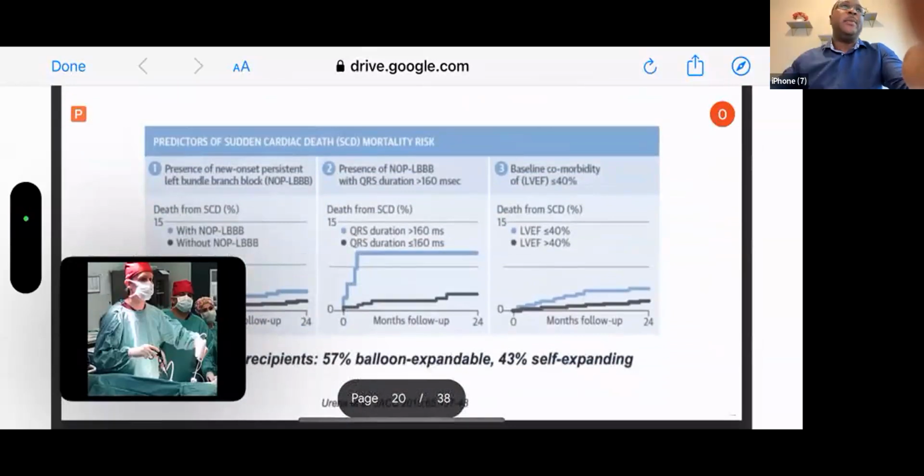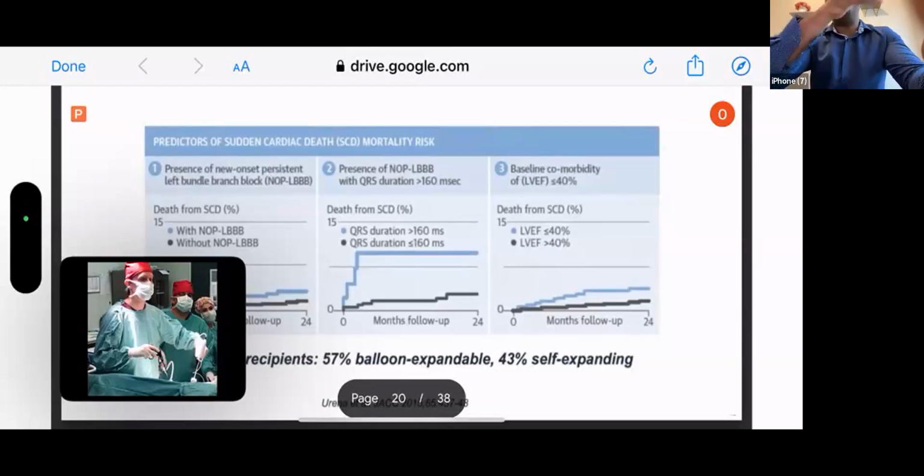Yeah, so the other thing we're going to be looking at here, sorry, I'm using my phone, so I don't see those questions. So if you see any questions, just highlight it to me. So the other thing we look at here is new left bundle branch block after TAVR. It's been shown by Irena in 2015 that it's associated with sudden cardiac death. So the reason why I'm bringing this is that some people have made the argument that if a patient develops persistent new onset left bundle branch block, that we should put a pacemaker on them.